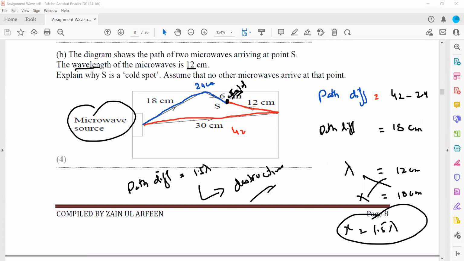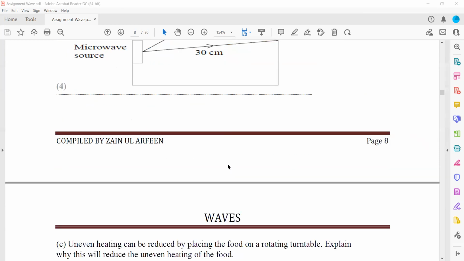Is it clear how we work out why there is a cold spot at this point? So the two microwaves, when they combine, they cancel out the effect of each other. Destructive interference occurs as the path difference is 1.5 wavelengths.